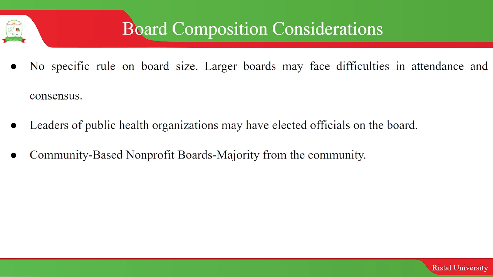So having 12 as the average, or maybe 6 or something could be appropriate. But you need to note that the more board members you have, the more likely you're going to have problems and challenges. Okay. The other consideration is that you can have board members that are actually appointed by government officials. Okay, and then you also need to note the nature of the organization. If it is a community-based non-profit board, then you basically know that the majority of the board members will come from the community.